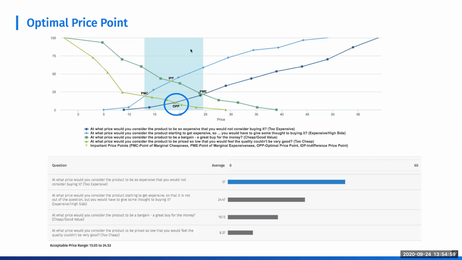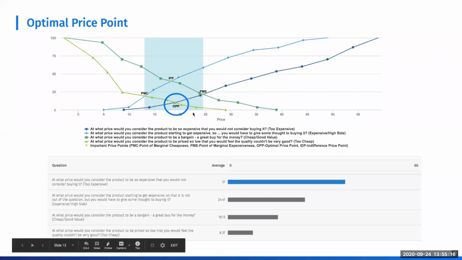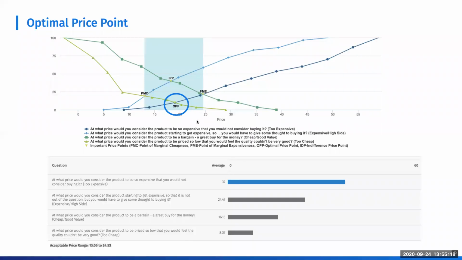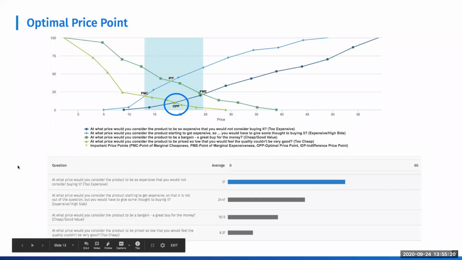But what this chart will tell you is the area in which most of your market, most of your consumers, will see this price range, whether it be between $13 or $24.50 or $25, as acceptable for you and for your brand in terms of ROI.